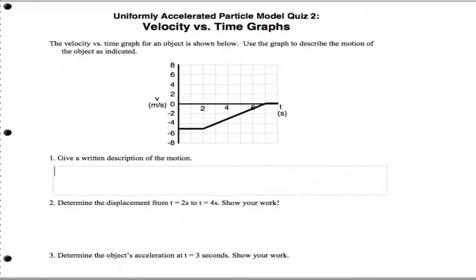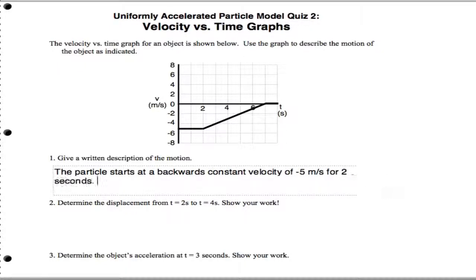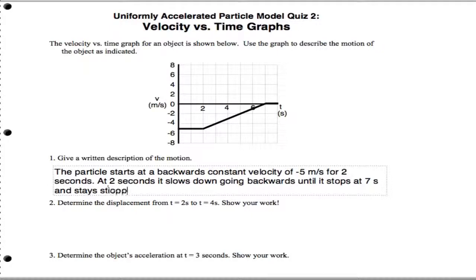So here we go. The particle starts at a backwards velocity of -5 meters per second. A backwards constant velocity of -5 meters per second for 2 seconds. At 2 seconds, it slows down going backwards until it stops at 7 seconds and stays stopped. That's it.